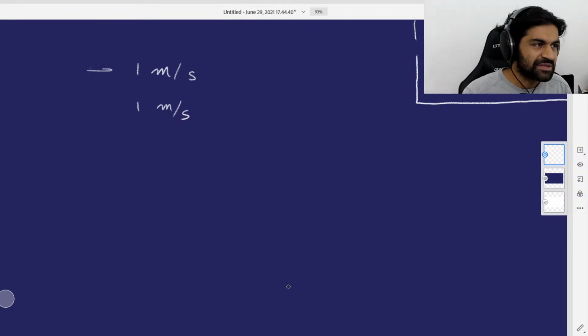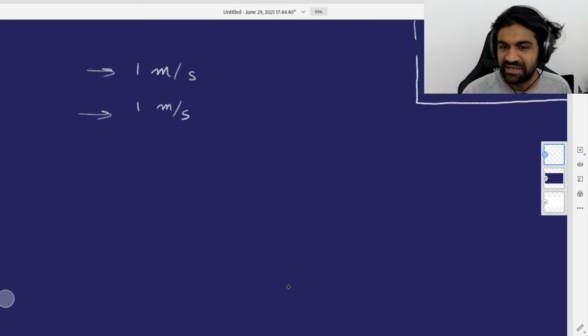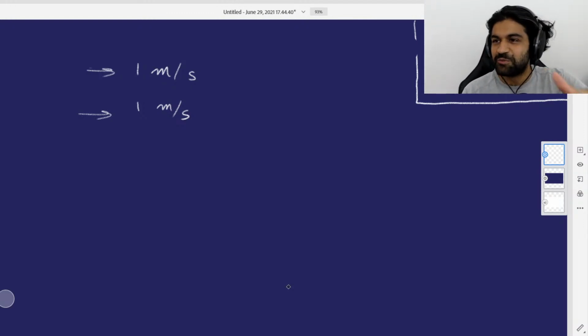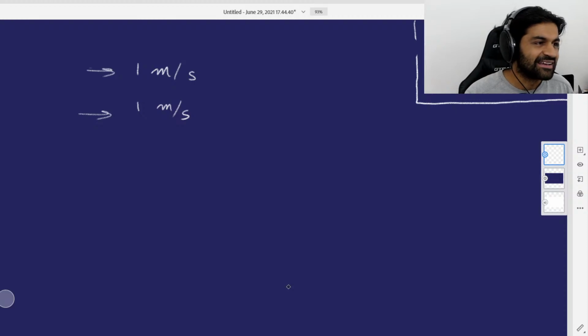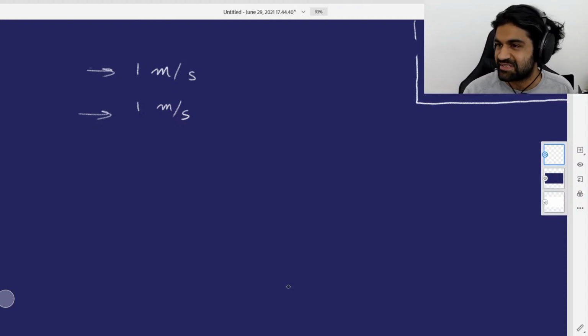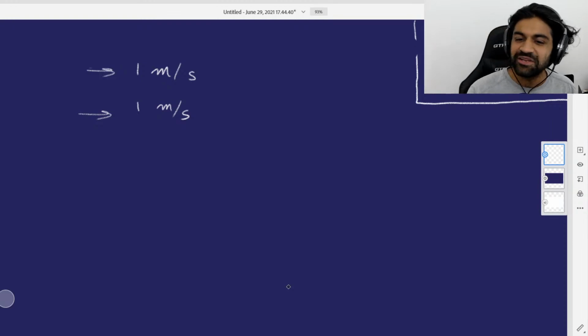And once again, to keep the numbers simple, you move at 1 meter per second. The moving walkway moves at 1 meter per second. You can assume the moving walkway is as long as you like, and you can assume the amount of time it takes for you to tie your shoes is whatever you like. So what do you think?